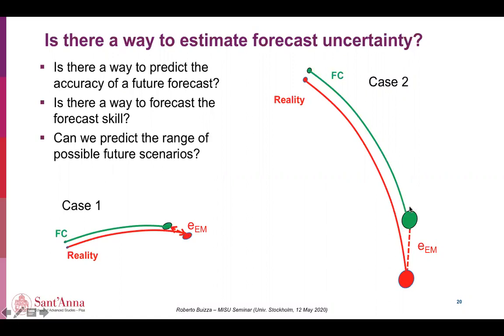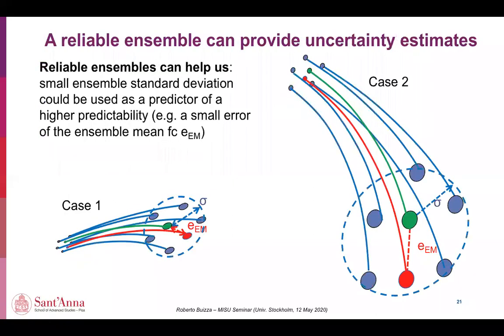So are there ways to do it? Yes, one way to do it, and the way that everyone has been doing it since 1992, when we put in operation the first ensembles at the European Center and in the US, is that we have been running ensembles of forecasts. And we have been using information about the divergence of these ensembles as a measure of confidence in our forecast.